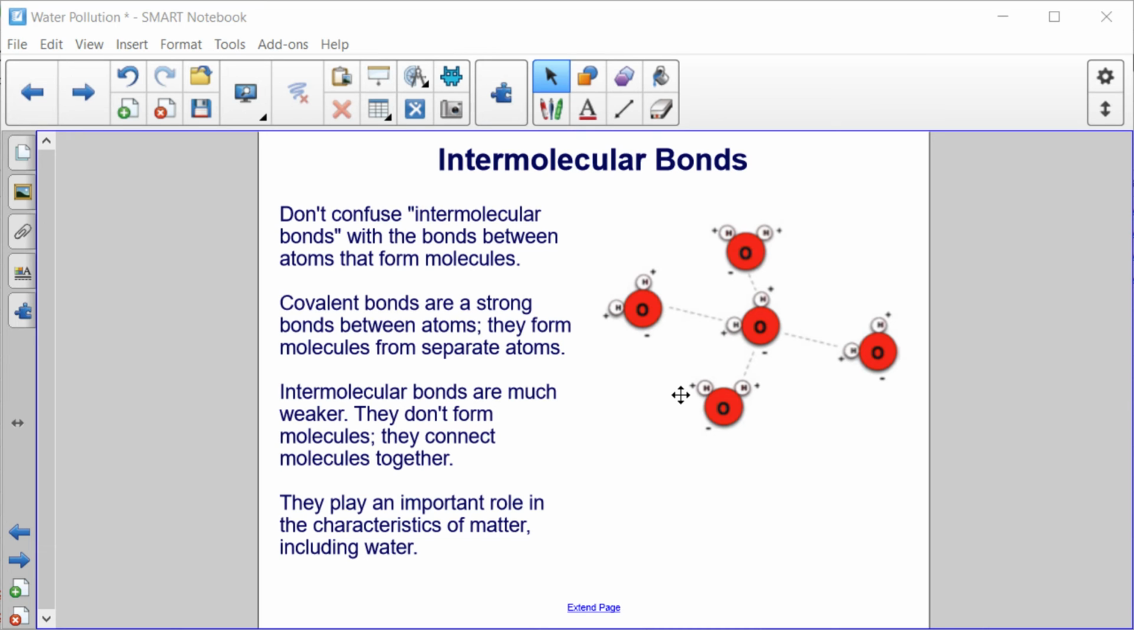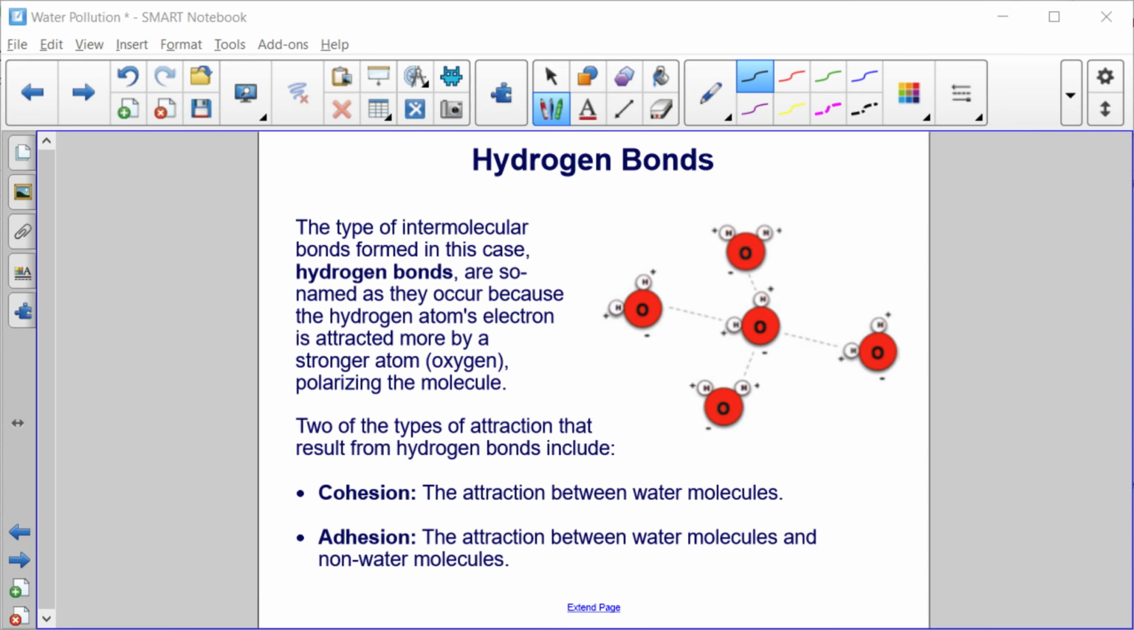Covalent bonds are a strong bond between atoms, and they form molecules from separate individual atoms. So this is a water molecule formed by 2 atoms of hydrogen and 1 atom of oxygen, covalently bonded. Intermolecular bonds are much weaker. So these dashed hydrogen bonds that you see between the water molecules, they are much weaker. They don't form molecules, they connect molecules together. They do play an important role in the characteristics of matter, including water.